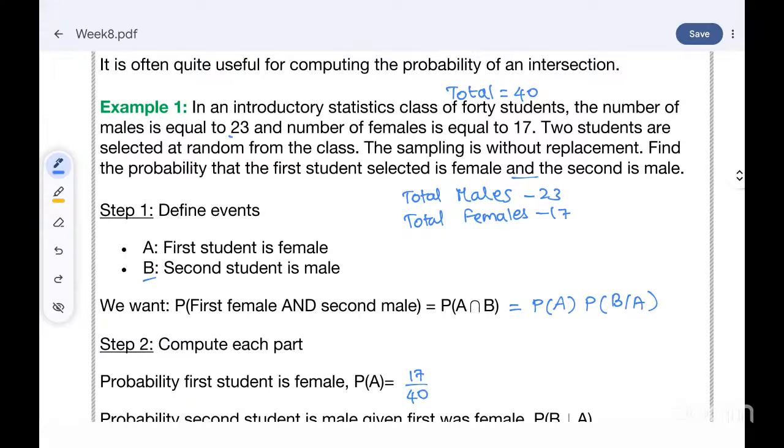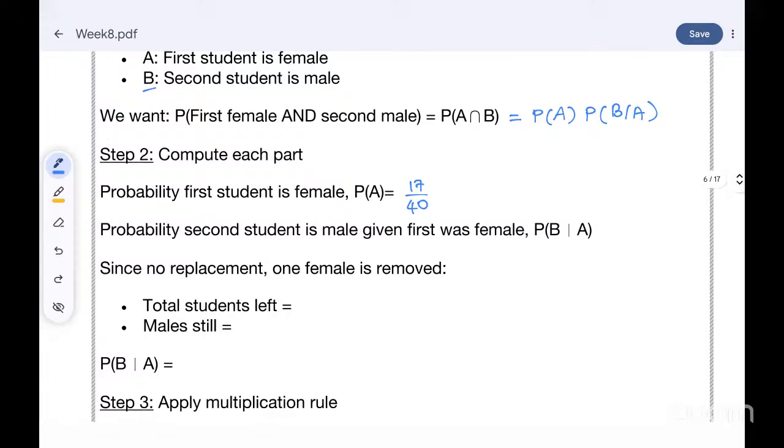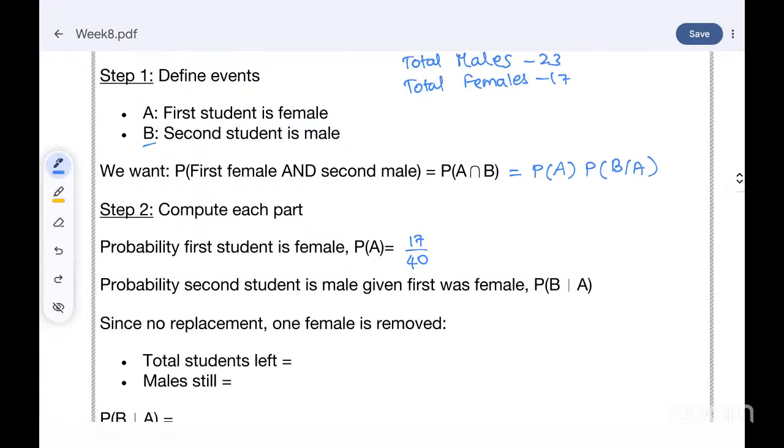All right. Now you see that the sampling is without replacement. So now, probability of the second student being male given the first was female. What is P of B given A? 23 by 39. How much? 23 by 39.